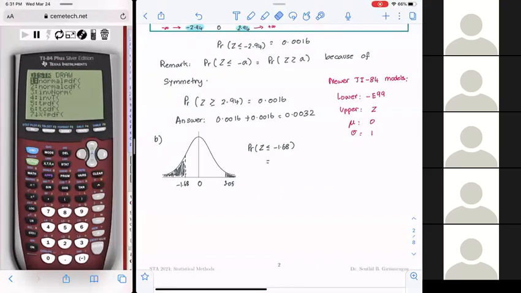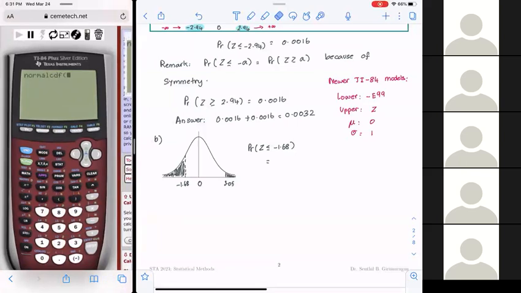Second vars, number 2, since it is the area below, we start at negative E99, end at negative 1.68, mean is 0, standard deviation is 1. That value is 0.0465. I'll just round it to the 4th decimal place.